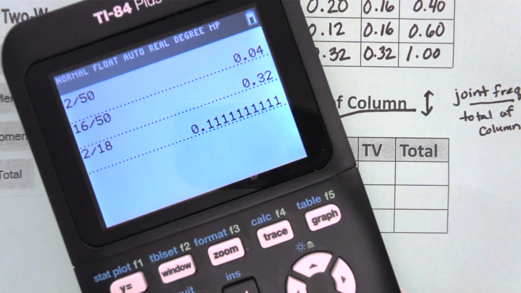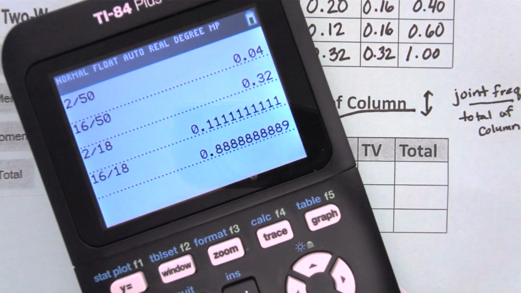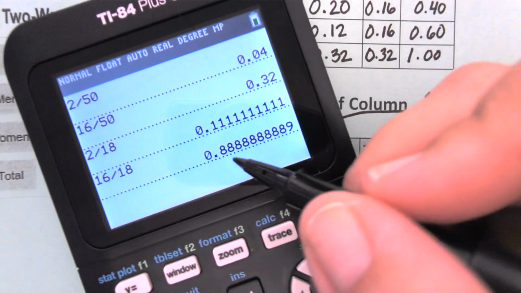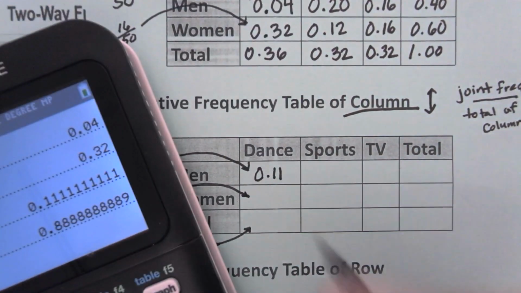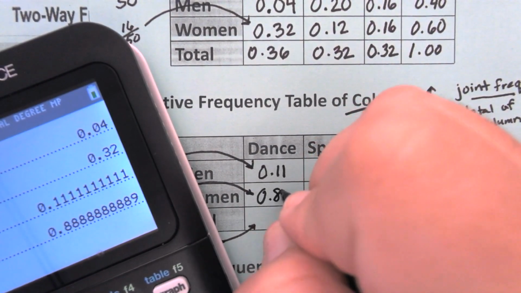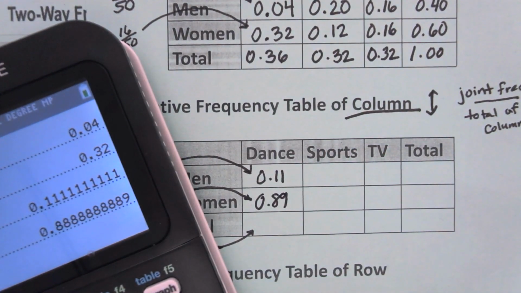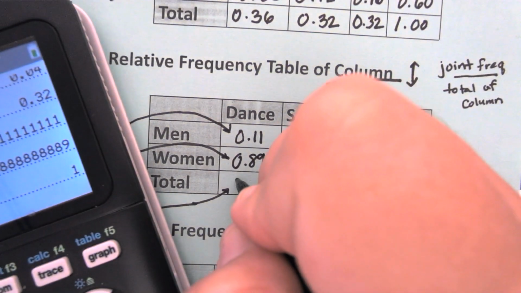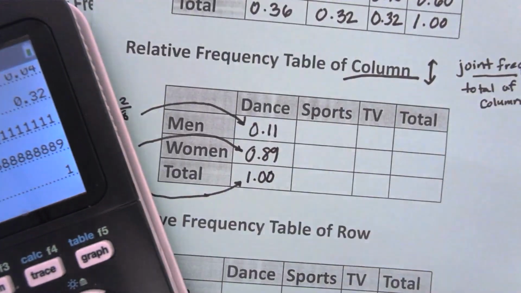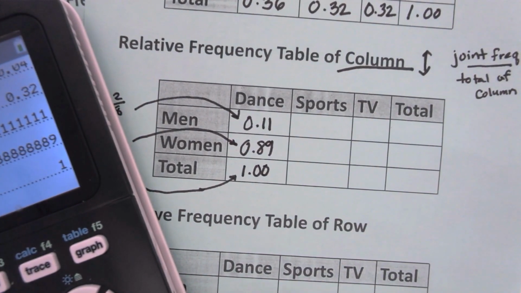And then I'm going to do 16 divided by 18. It's 0.8888. So after the 88 is another 8, so it's going to round up to 0.89. And the last one, 18 divided by 18. We don't really need to do this one in the calculator because we know it's 1. I'm going to write 1.00 just so we follow that same trend of 2 decimal places.